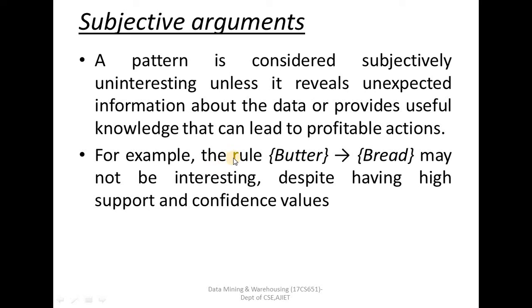For example, suppose we have the rule butter implies bread. Now, this rule is a very obvious rule, and hence this rule may not be interesting despite having high support and confidence. Because it is very obvious that if a person buys butter, then he will buy bread. There is nothing unexpected or interesting about this rule.